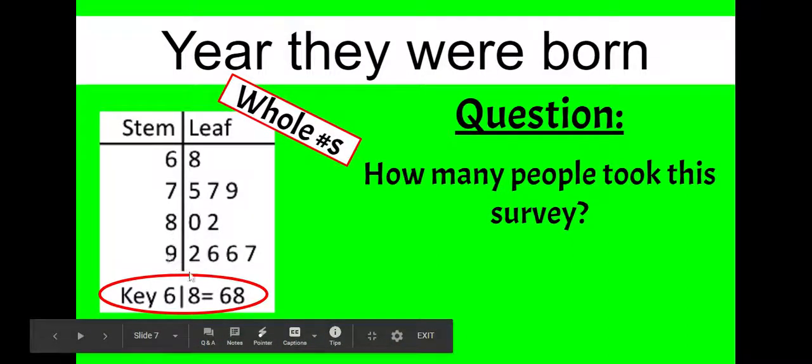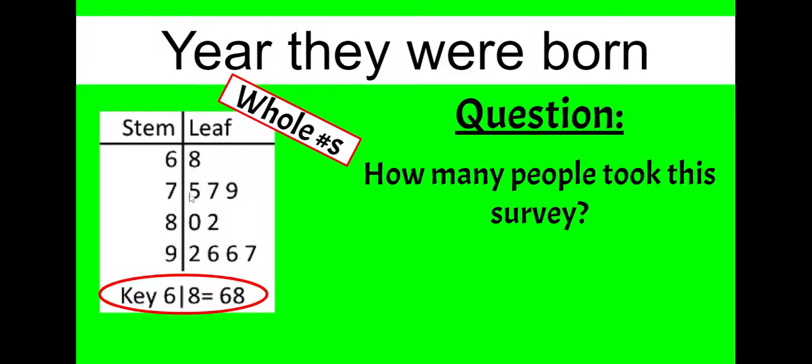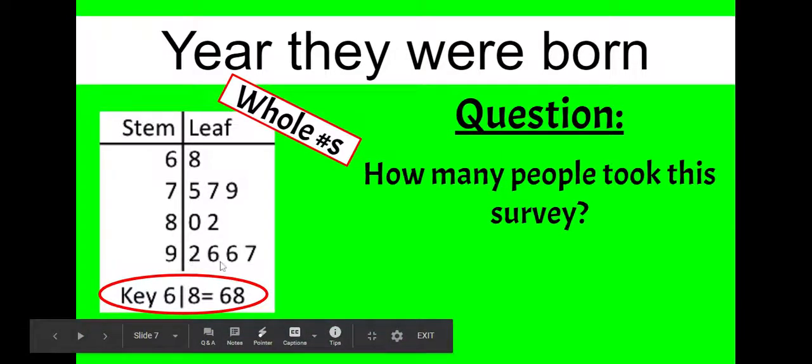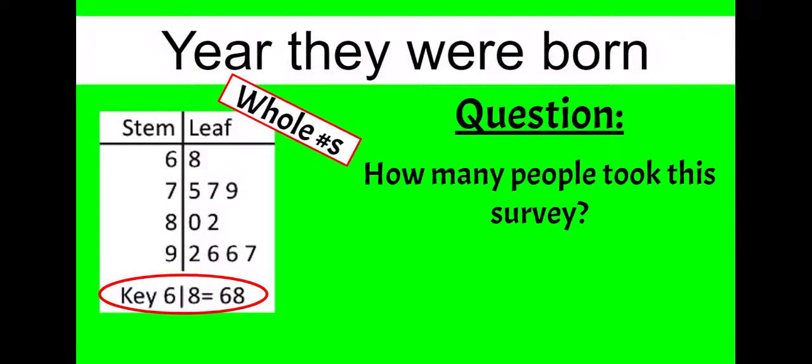Someone was born in the year 1992. Someone was born in the year 1996, 1996, and 1997. So the key tells me to read it as 68, 75, 77, 79, 80, 82, 92, 96, 96, 97. So each of those numbers that you see, 68, 75, is an answer from somebody. Somebody answered that they were born in the year 1968. Somebody answered that they were born in the year 1980. How many people took this survey?